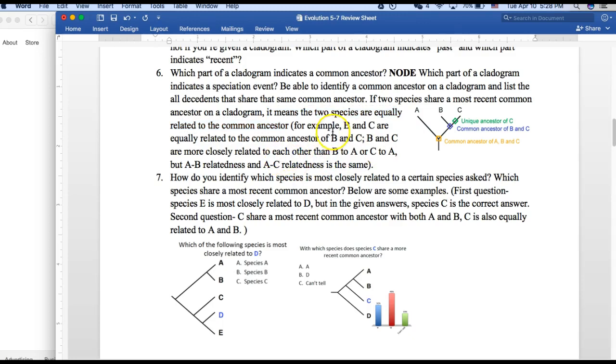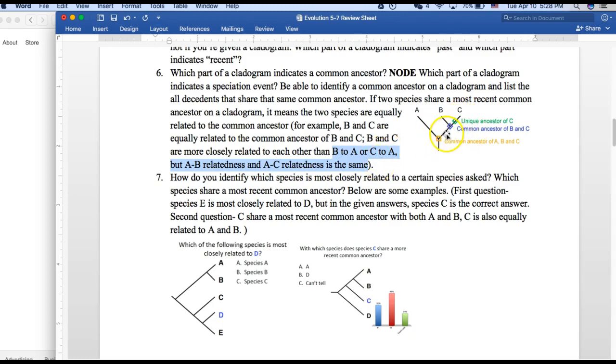The next one is, let's say the common ancestor of A, B, and C is over here. The relationship between B and A is the same as C and A because B and A have a common ancestor right here. C and A also have a common ancestor right here. So this is like saying, say this is you, this is your brother, this is your parents, and this one is your grandmother, and this one would be your cousin, for example. You and your brother are equally as related to the grandma.